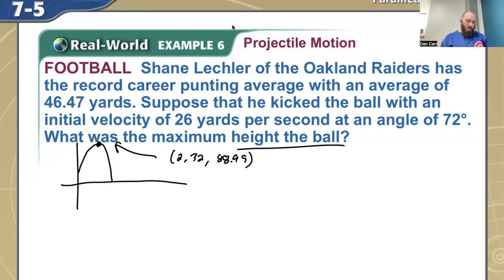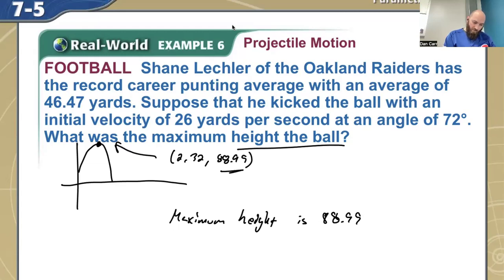So if he kicked it with that initial velocity, what was the maximum height of the ball? It's just this one right here. So from our graph, we know that the maximum height is 88.99. I did that in terms of feet, so 88.99 feet in this case.